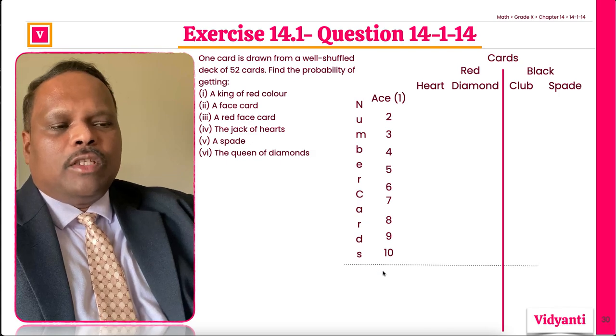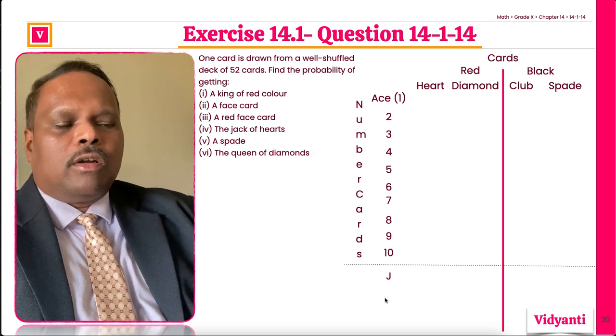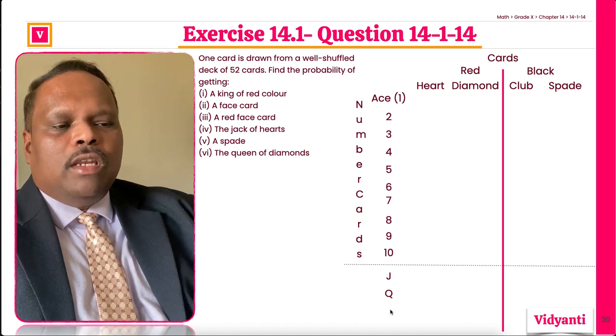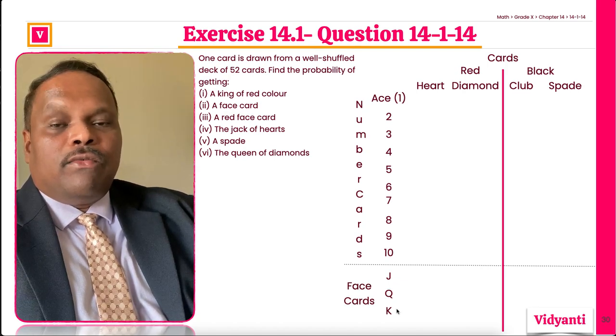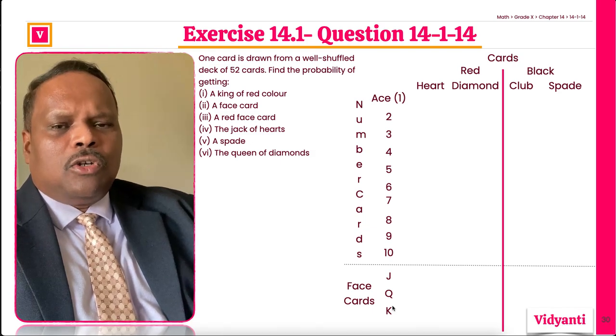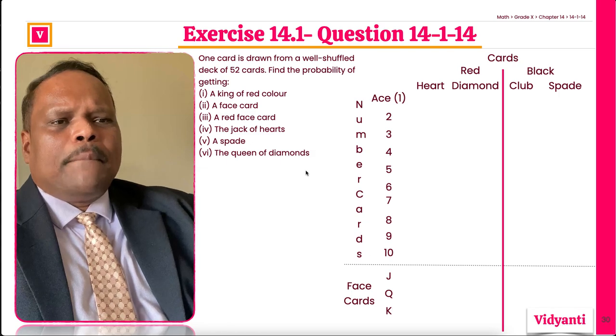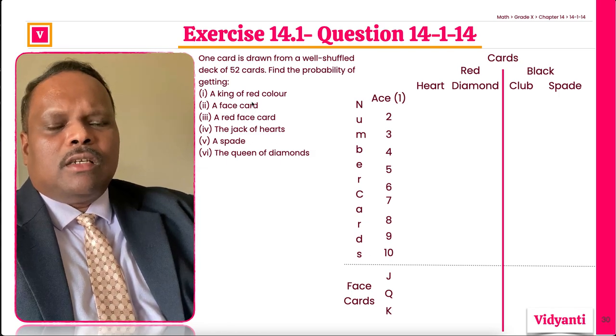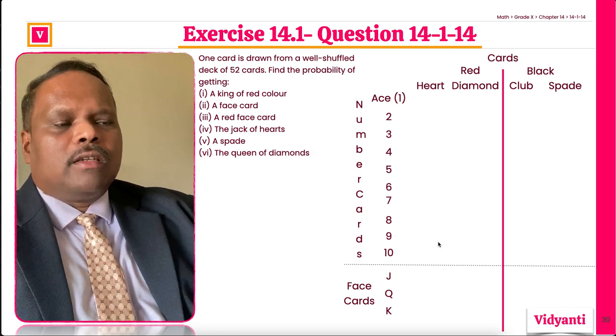After 10, what happens? Then you get face cards. You have jack, joker, whatever you call it. Then queen and king, these have faces printed on them. So that's why they are called face cards. So you should not get confused when they say face card, number card, and all those things, because that is mentioned here. So I don't want you to take any risk for that.